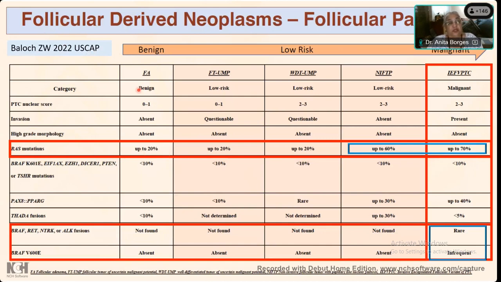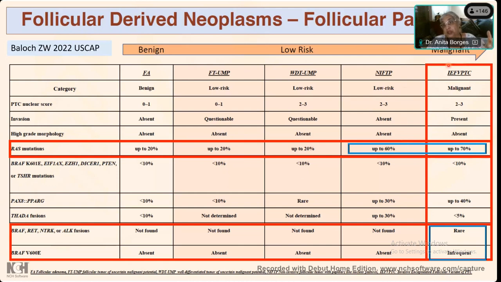Follicular adenoma has RAS mutations up to 20%. Follicular tumor with uncertain malignant potential, those are the ones where you cannot make out whether there is invasion of the capsule or not, or there is questionable invasion. That is up to 20%. The same thing for well-differentiated tumor where the nuclear features are equivocal, etc., 20%. Just look at NIFTP. Up to 60% of them have RAS mutations, much more than any of these benign tumors. It's a RAS mutated tumor, okay?